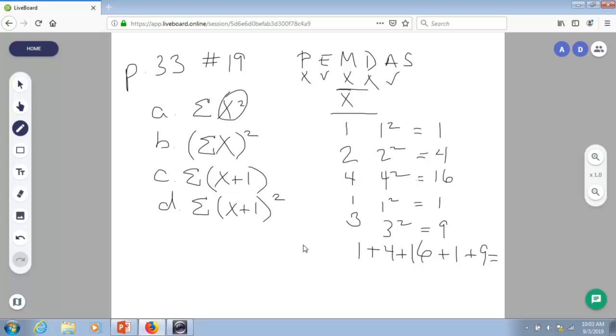Let's see. So we have 5, we have 21, 22, and then finally 31. So that means that our final answer for A is 31. And of course, there was no subtraction there. We are totally done with the subproblem of A for problem number 19. Let's move on to 19B.